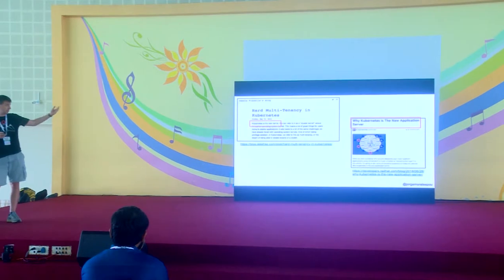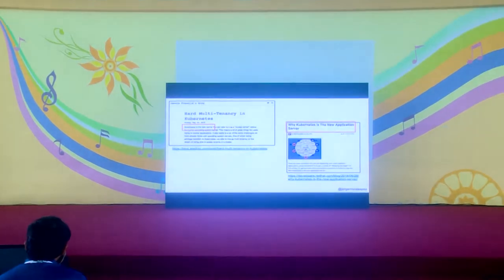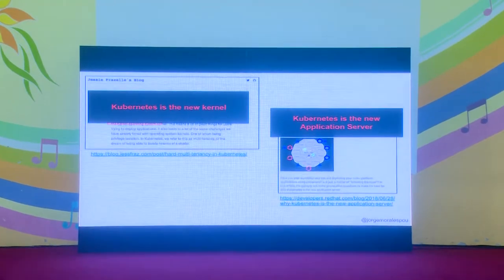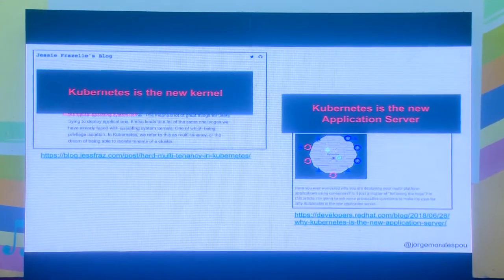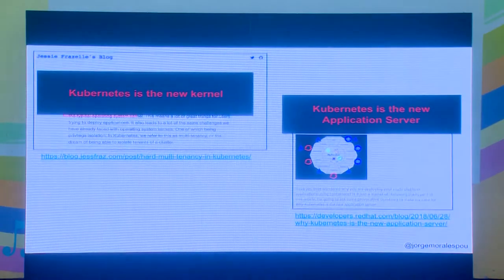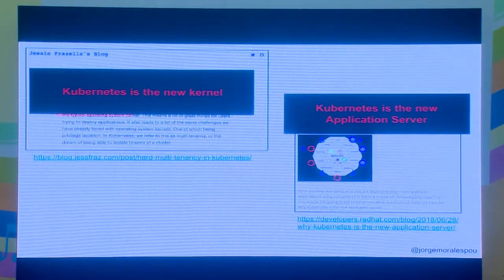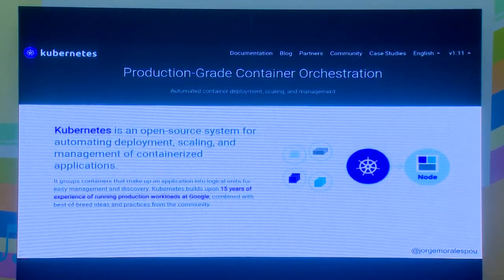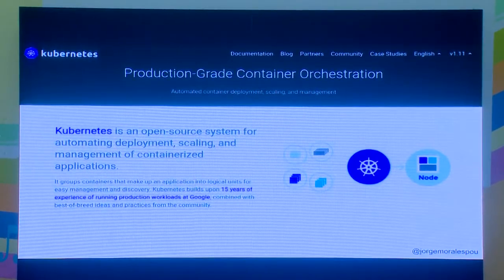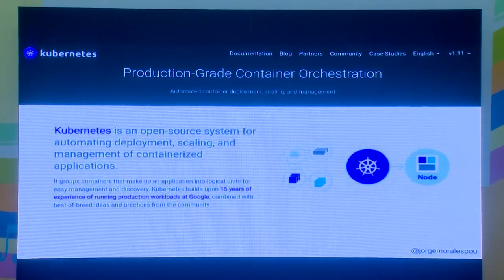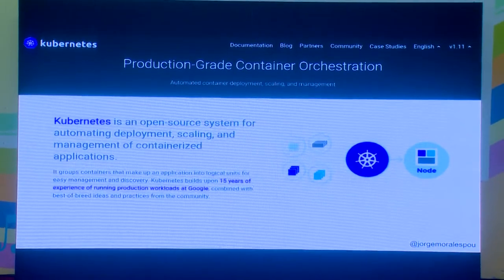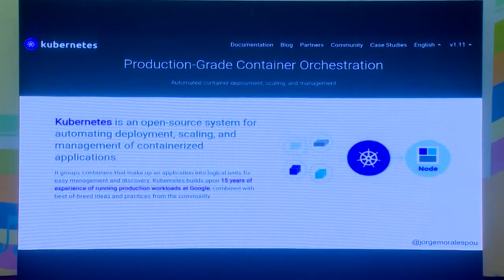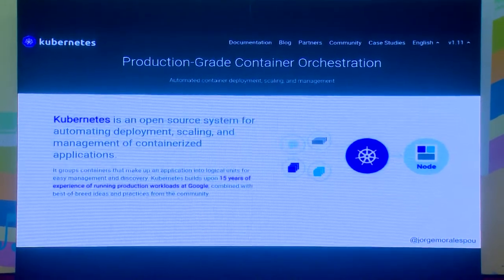Kubernetes is a cool project, but there are a lot of people who say that Kubernetes is many different things. If you look at this screen, there are people saying that Kubernetes is the new kernel. There are some other people saying that Kubernetes is the new application server. So different ways of seeing Kubernetes. But if you look into the official documentation, what Google themselves say is that Kubernetes is just a container orchestration platform. So it just deploys and manages your containers.